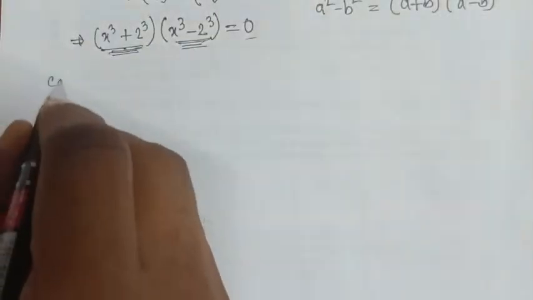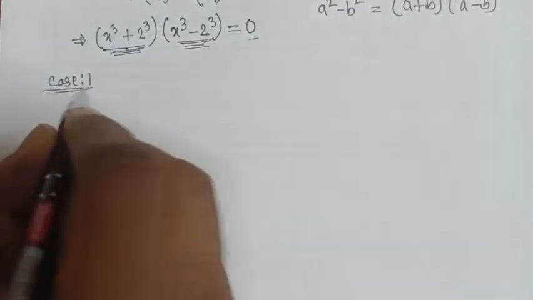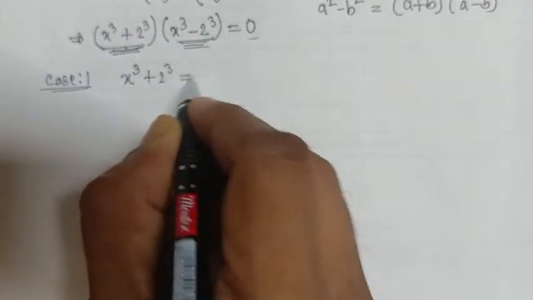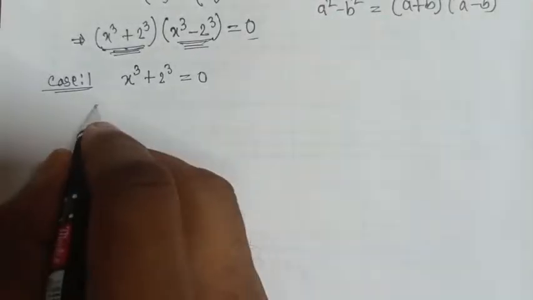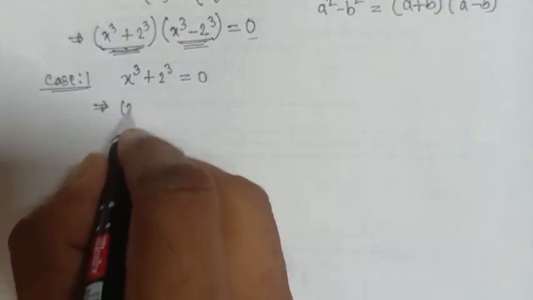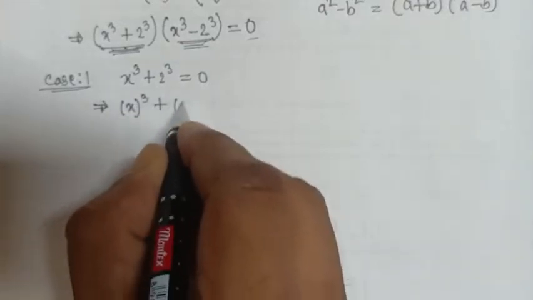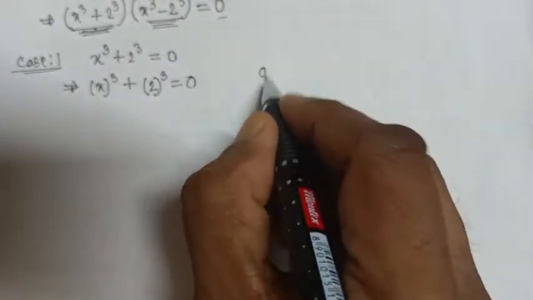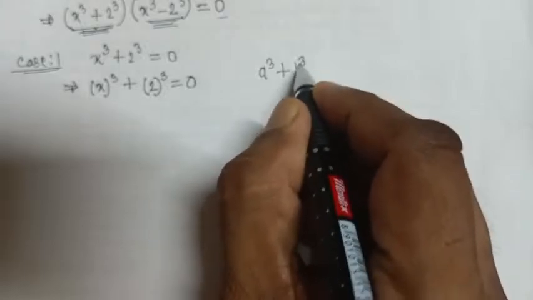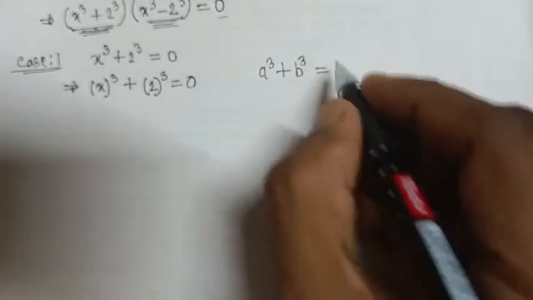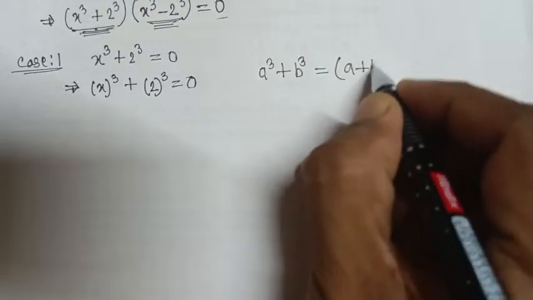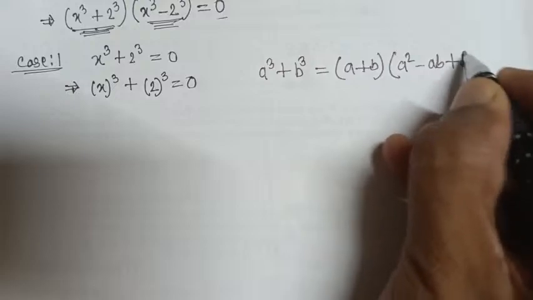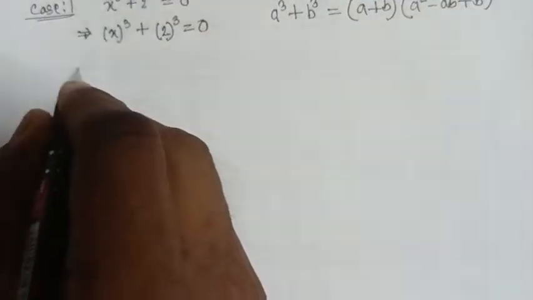For case 1 we take x cube plus 2 cube is equal to 0. Now we can write the expression like x to the power cube plus 2 to the power cube is equal to 0. Now we know the formula here: a cube plus b cube is equal to a plus b into a square minus ab plus b square. So we apply the same here.